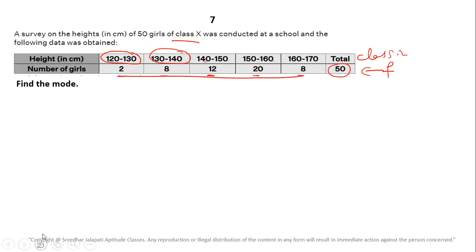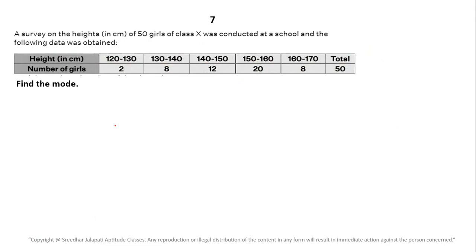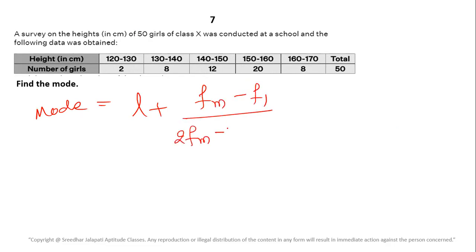Now, we are asked to find the mode for this data. This is called grouped data. The formula to find the mode for grouped data is L plus (Fm minus F1) by (2 Fm minus F1 minus F2), into H. I'll tell you what all these are.